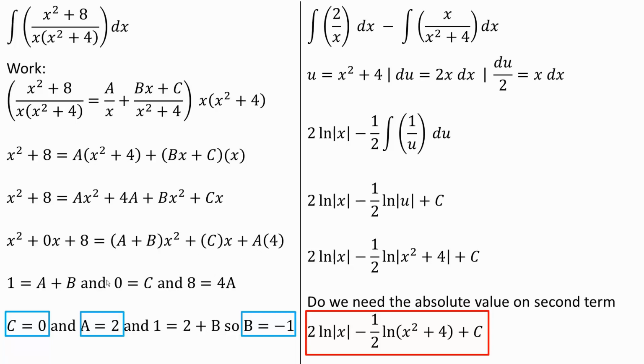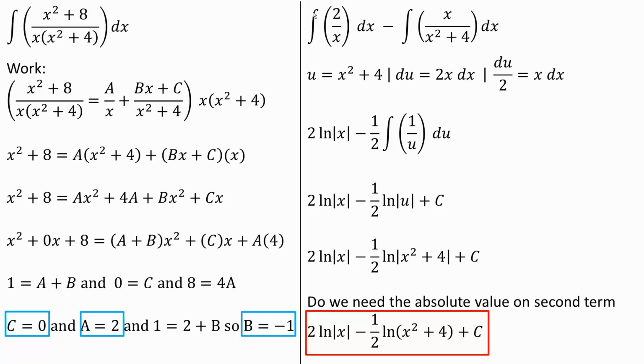And so we know that C is equal to 0, and we also know that A will equal 2 because 8 is equal to 4A, divide by 4, A is equal to 2. Finally, to get B, we can say that 1 is equal to 2 plus B, and so B will equal -1. And so now we replace.